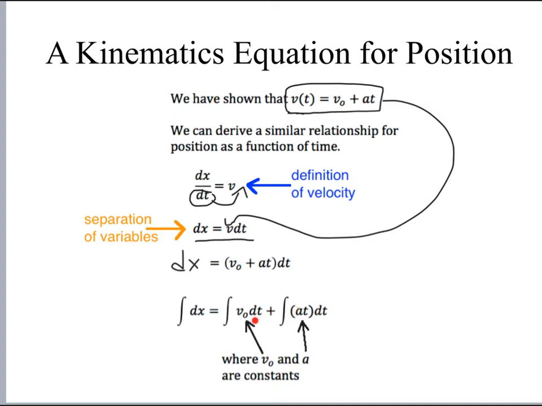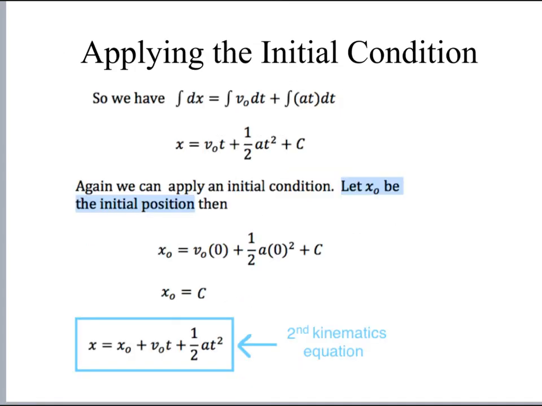And so this is going to be an integral over dt, and this is going to be an integral over t dt. So when I do those integrals, this v naught comes out, and I've got the integral of dt, that's just t. And this a is going to come out of the integral, and I'll have the integral of t dt, that's t squared over 2. If I plug all of these in, I get that my x is equal to v naught, the constant initial velocity, times the time, plus 1/2 the acceleration times the time squared. And then, of course, because these are indefinite integrals, I have to add in my constant of integration.